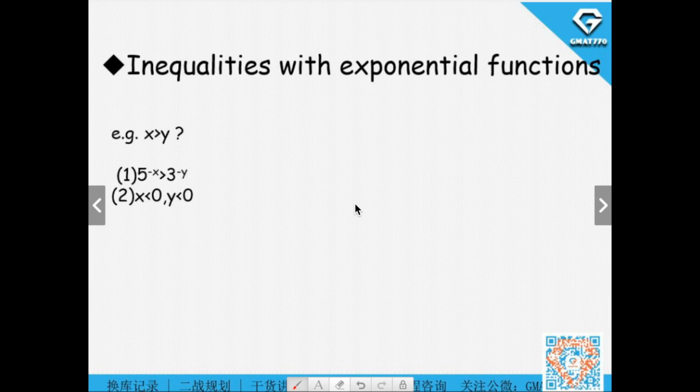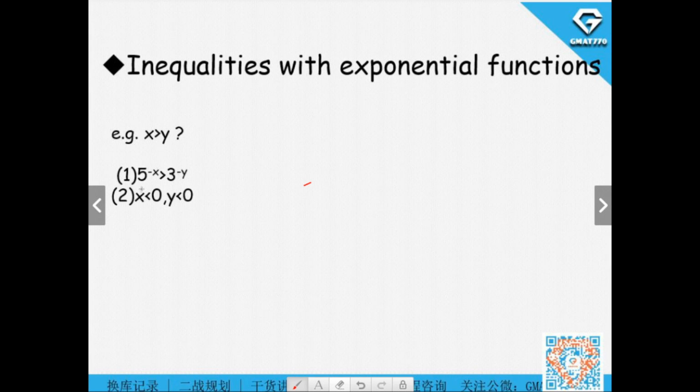Okay, the last kind of question in inequalities is inequalities with exponential functions. I think this one is the most difficult one, but actually the method to solve these kinds of questions is quite simple. You can just draw the exponential function lines in one coordinate system. For example, the question is asking whether x is greater than y, and statement 1 tells you that the negative x power of 5 is greater than the negative y power of 3. Statement 1 gives you two exponential function lines. You can just draw them in one coordinate system.